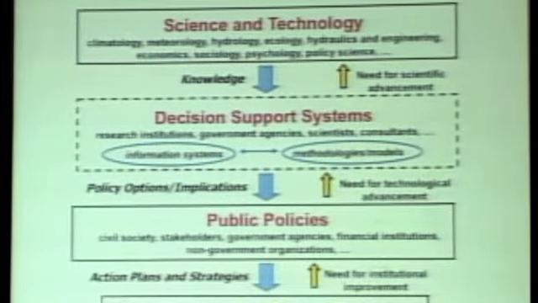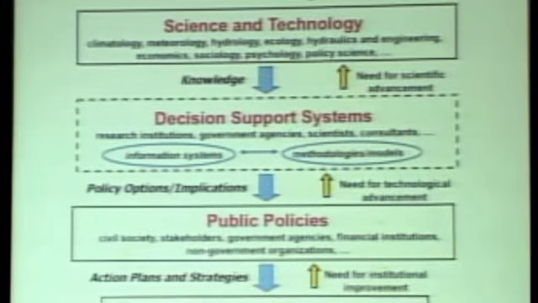develop policies and policy options and so on. In the middle, between science technology, as you see, and public policy is the decision support system, which is supposedly to facilitate as well as to make transfer of information more efficient. And decision support systems are again developed by research institutions, governments, consultants, and so on.